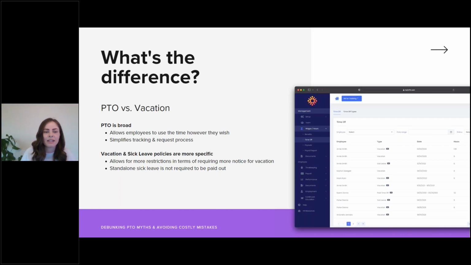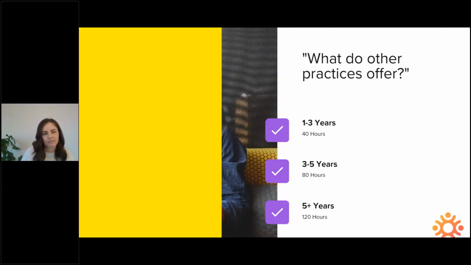Another thing to keep in mind is standalone sick leave, for the most part, is not required to be paid out when an employee leaves the practice or if they have unused sick leave at the end of the year. So that might save you a little bit more money as well if you're keeping vacation and sick leave separate. So just some pros and cons to each of those options.